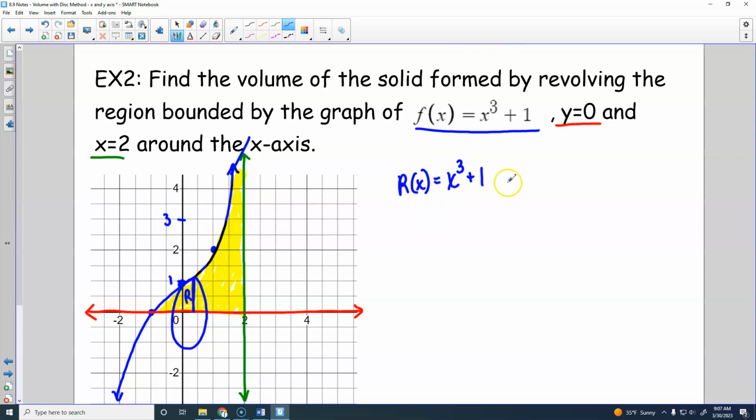So whenever we're integrating here, we're going to be integrating pi times that radius squared. This is in terms of x, so we're going to put the x on the end. What should I use for my limits?